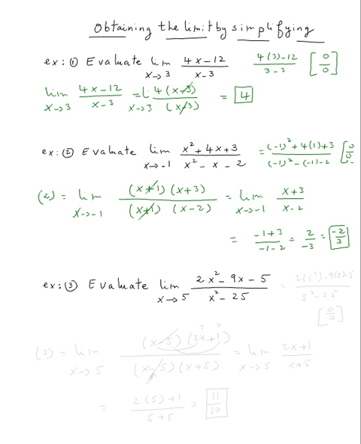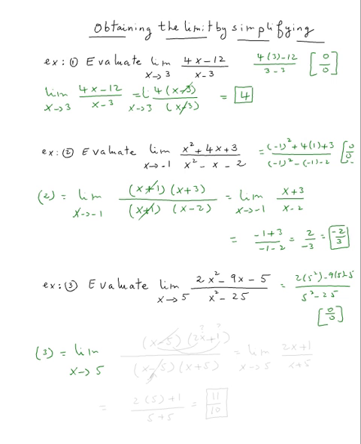Now for example 3, same thing. If we plug in 5, suppose you get 5 squared minus 9 times 5 minus 5 over 5 squared minus 25, and you check that out, you're going to get 0 over 0. So therefore, we have to factor and simplify. So 3 is equal to the limit as x approaches 5.